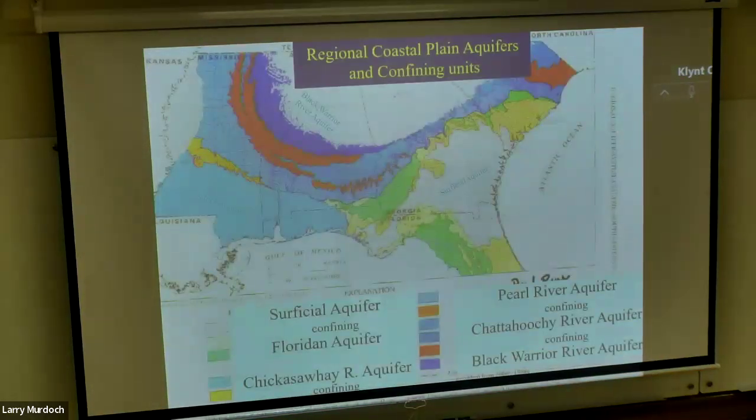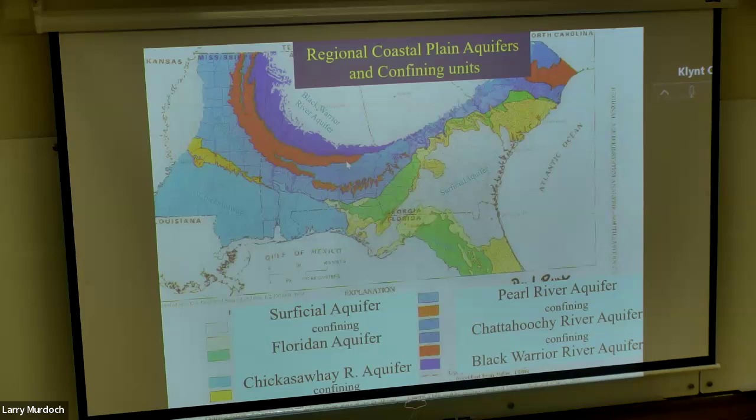Okay, so flowing well. Here's what the geology looks like. These are the different geologic units. You have different aquifers and confining units. The aquifers are blues and the reds are the confining units. So this is what's called the Blackwater River Aquifer over in Alabama and Mississippi. See how it kind of wraps around like a crescent? And actually all of these are kind of crescent shaped. So there's one aquifer, a crescent like that, and this is another aquifer, the Chattahoochee River aquifer.